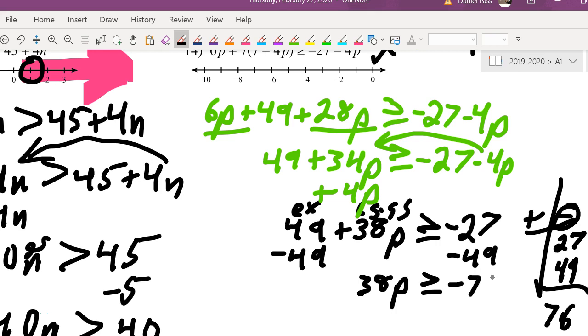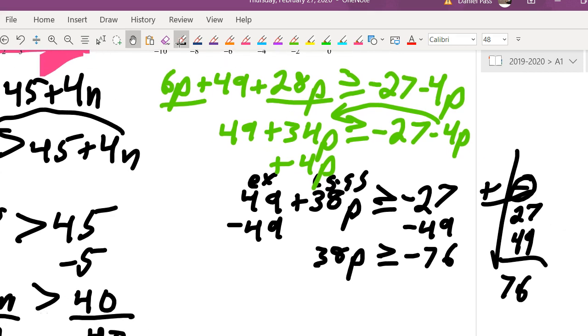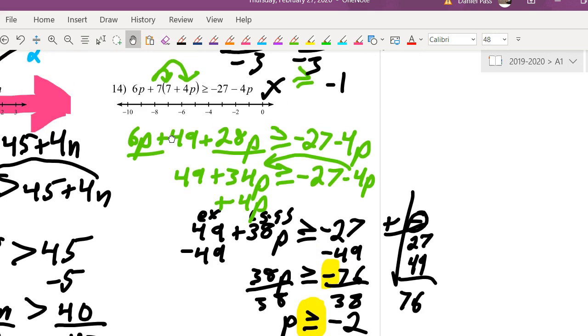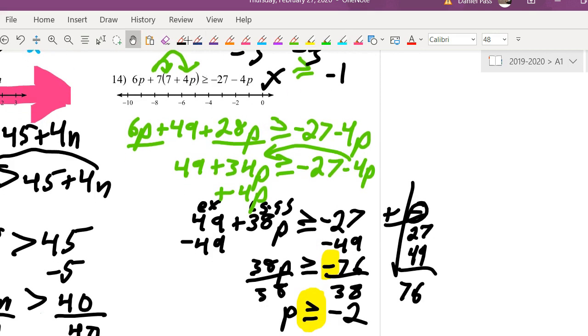Okay, 38p, negative 76. I think that goes in evenly. Yeah. Divide by 38 on both sides, right? Okay. Now there is a negative 76 here, but we are not dividing by a negative, so we keep the sign the same. Very important. Okay, here we go. All right, p is greater than or equal to negative 2. Okay, so p is on the open side, goes to the right.